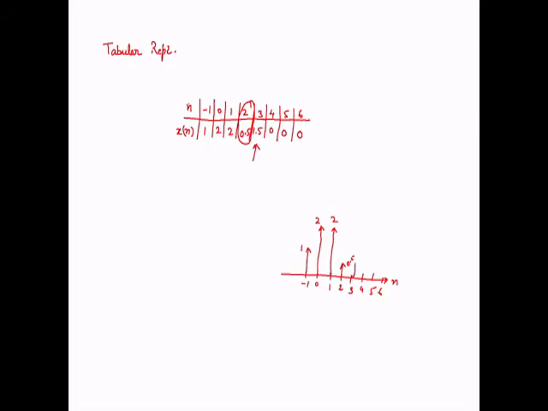So we have to make a straight line, and the value is 1.5, and you can see the rest of the values are 0. So we can put 0 here, 0 here, 0 here. So this is the graphical representation of a signal x[n] if it is given in the tabular representation.